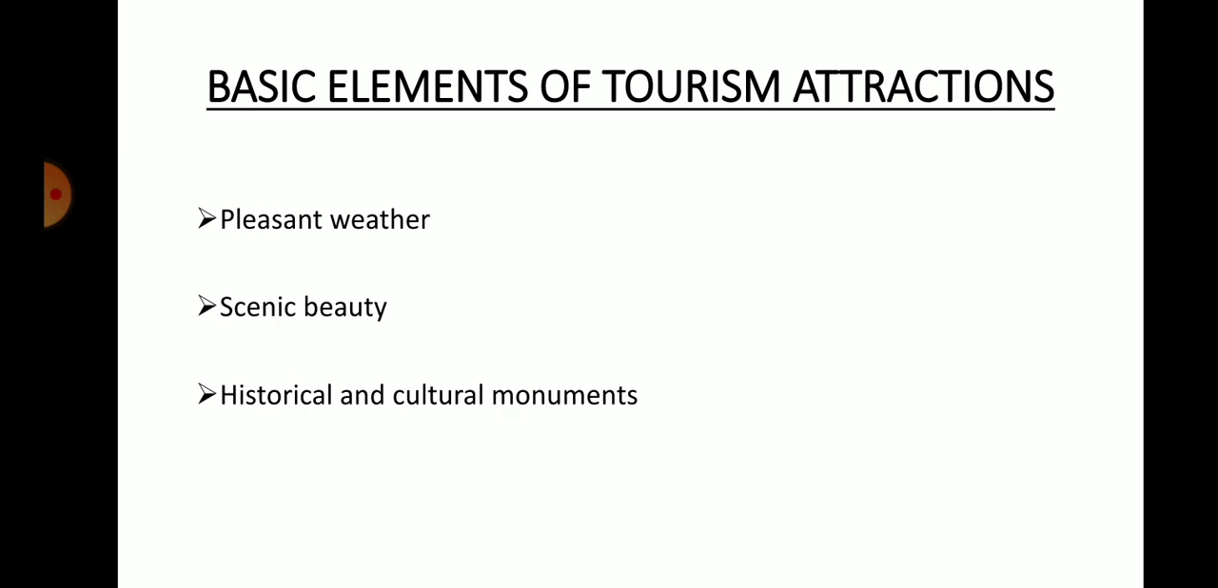Next is basic elements of tourism attractions. What are the basic elements that attract tourism? Three things. One is pleasant weather. The weather should be good. Then scenic beauty. The scenery should be beautiful. And historical and cultural monuments. The place should be historically and culturally monumental.